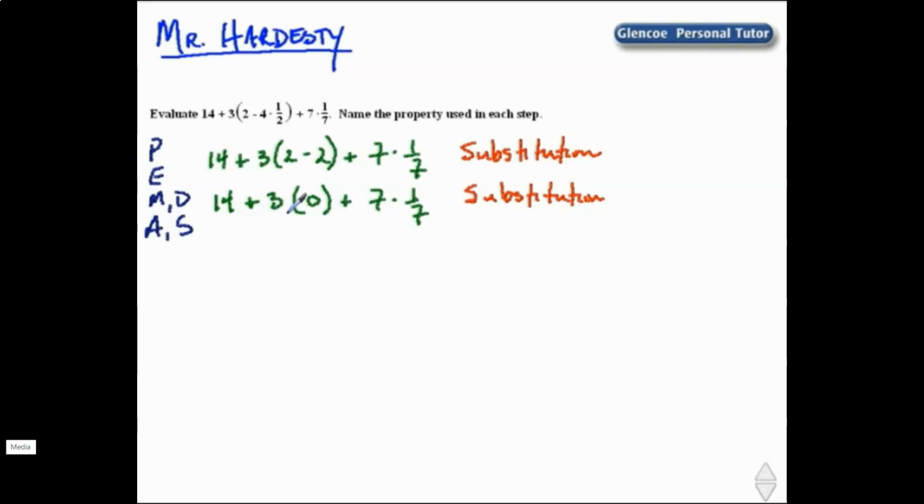Now, order of operations, we have addition, multiplication, and multiplication. So multiplication comes before addition, and let's do both of those at the same time. 3 times 0 is 0, plus 7 times 1/7 is 1. Multiplication at the same step. Now we have two different properties at work here. The first one, 3 times 0, is the multiplication property of 0.